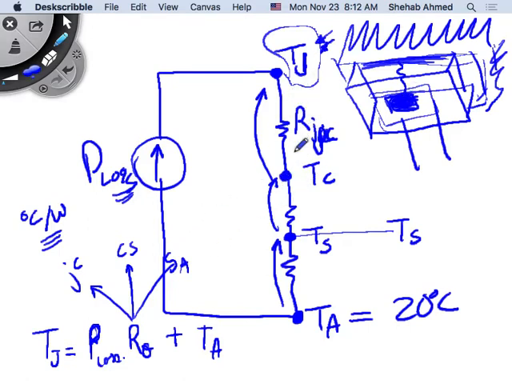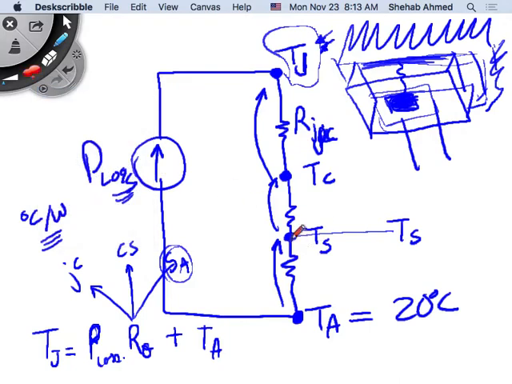So there are certain ones of these that you can play with. The junction to case I cannot play with really, and the case to sink, you can sort of play with the grease that you put in there, or that thermal sheet that you put in there. That sort of can govern this. The sink to ambient is something that you can play a lot with.